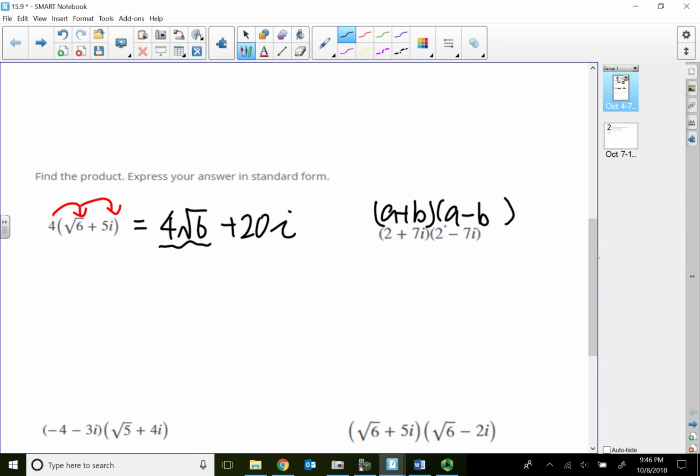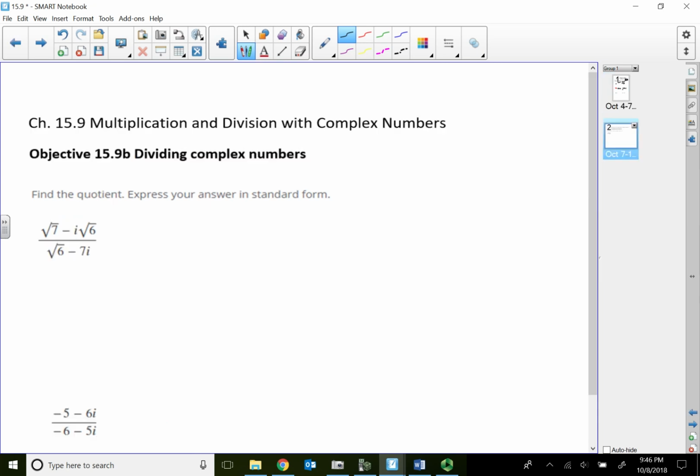Because if I perform my conjugation here, my imaginary number will go away. And we will need this concept when it comes to rationalizing the denominator, again involving complex numbers, in the next video.